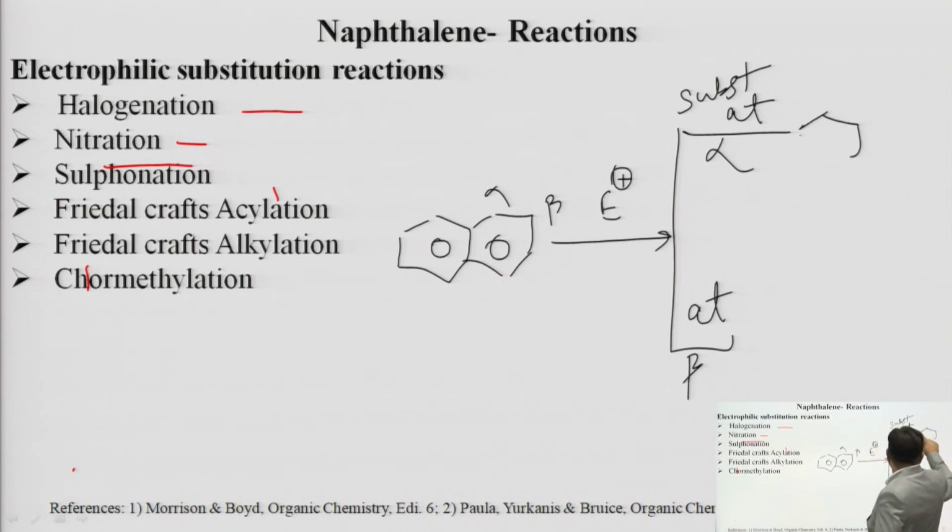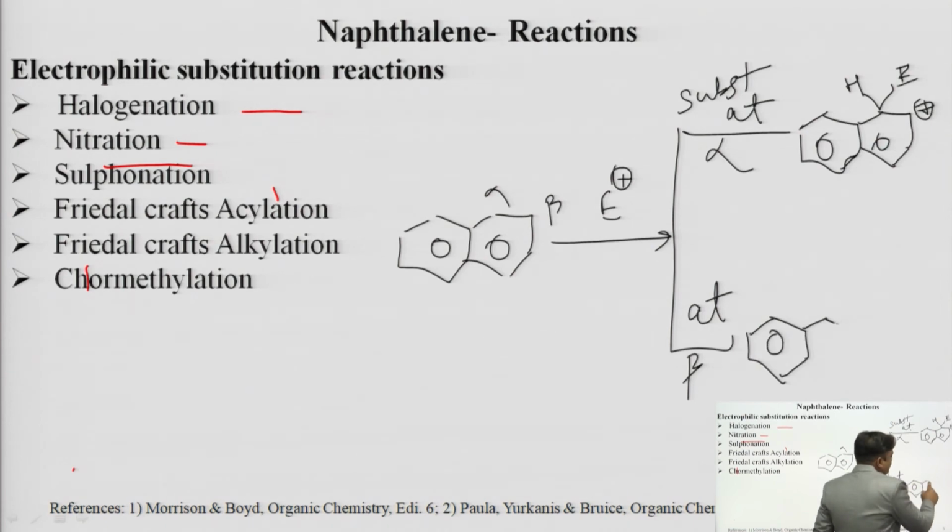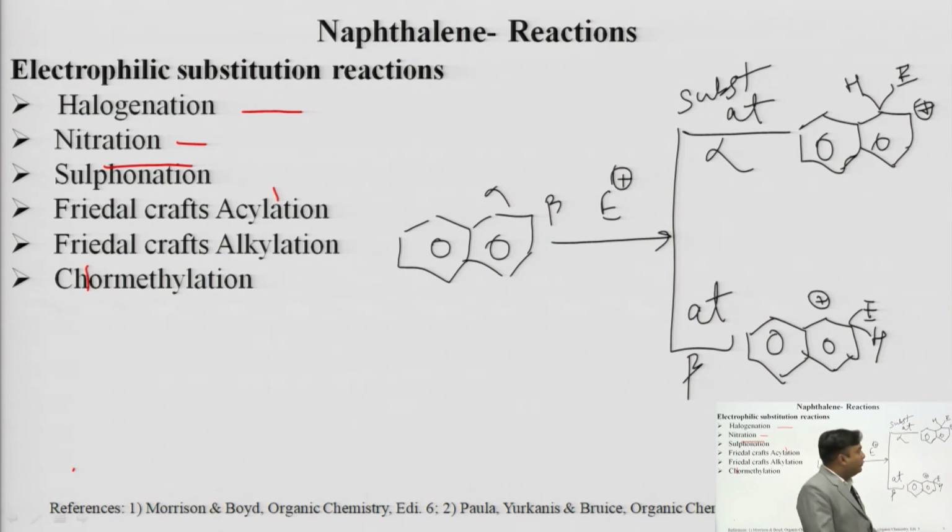So, in the first case, if it attacks on the alpha carbon like this, a positive charge will be generated on this carbon when the electrophile attacks on the alpha carbon. If it attacks on the beta carbon like this, then a positive charge will be generated on this carbon. Now, that positive charge will be delocalized all along the 2 rings. Okay. Based on that, different resonating structures will be possible.